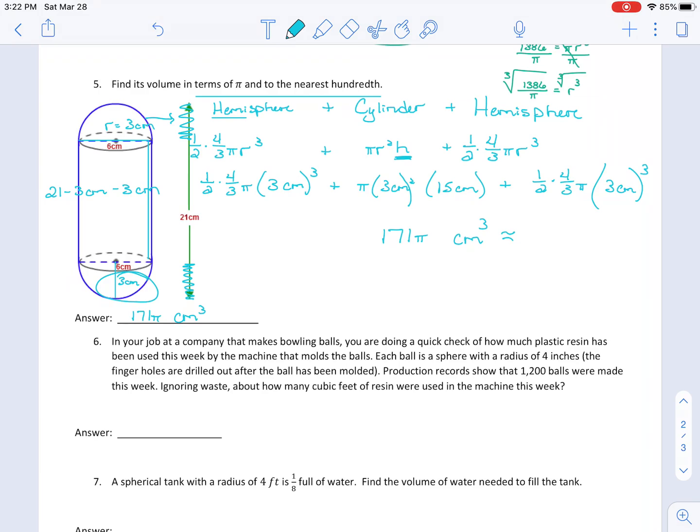Now when I actually type that times pi, I'm seeing 537, so that's nearest whole number. 2 is in the tenths place. 1 is in the hundredths place. There's a 2 in the thousandths, which means if I'm trying to round to the 100th place, this 2 makes it stay the same. So my other answer is approximately 537.21 cubic centimeters.